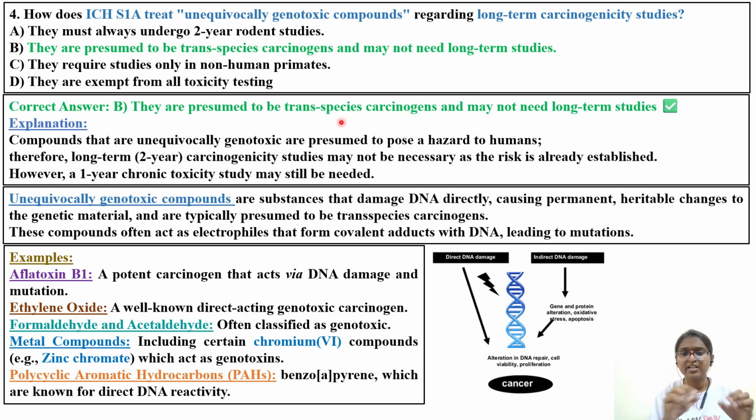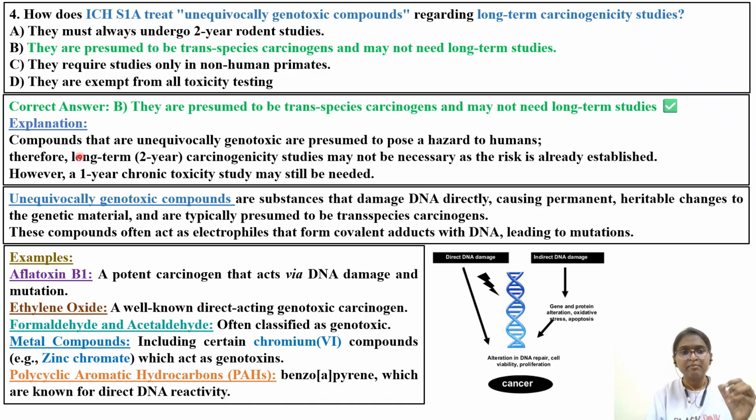Different species are there. In some species they might be positive, some species might be negative. So this class of chemicals is called trans-species carcinogen. There might be a particular part of the DNA where this particular chemical will go and bind, and it might be present only in one type of species. That's why it is called trans-species carcinogen. So what is the explanation given by the guidelines?